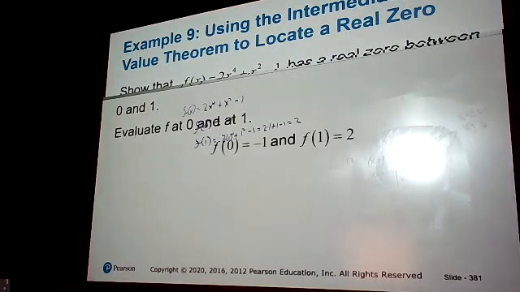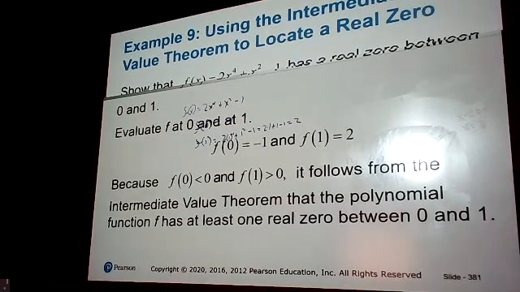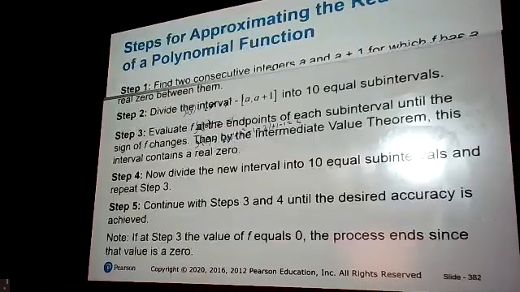So we evaluate it at 0 and 1: -1 and 2. So there is a sign change. So it follows that there is a 0 between 0 and 1. So they're going to ask for the 0.